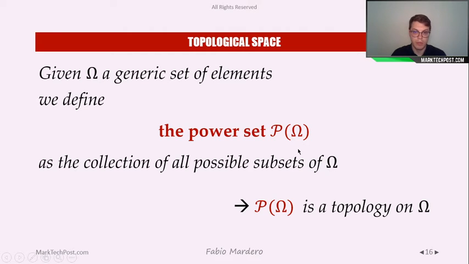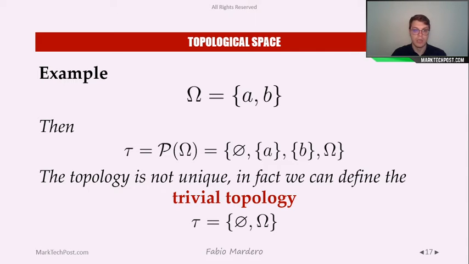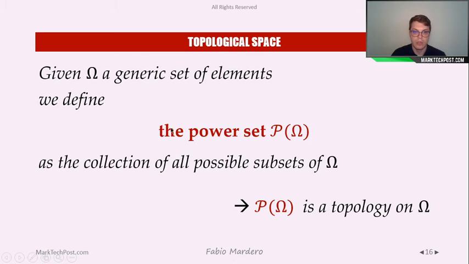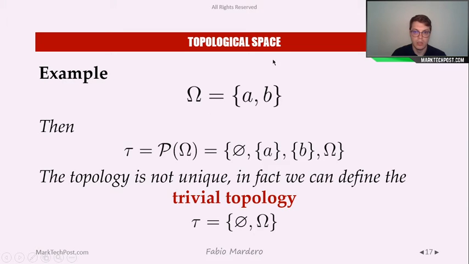Of course, as I mentioned one minute ago, the power set is a topology on omega. Let's see an example to better understand what the power set is. Let's take this omega, a set of two elements. Could be two numbers, A and B, for example 1 and 2, could be apples and bananas. That's the same. Then the power set is the collection of all possible subsets of omega. So which are all the possible subsets there? We take nothing, we take the first element, the second element, and we take both, which is equal to omega.